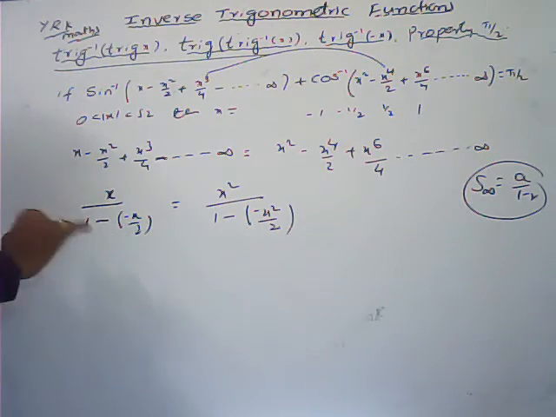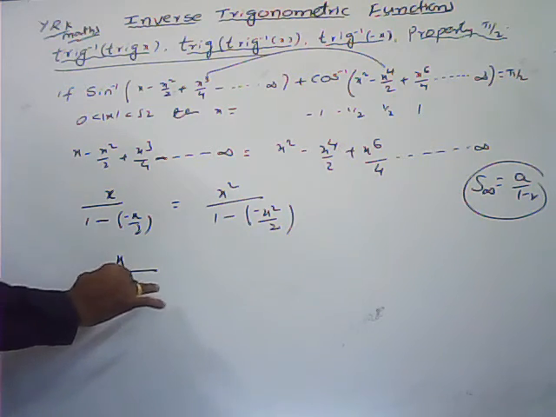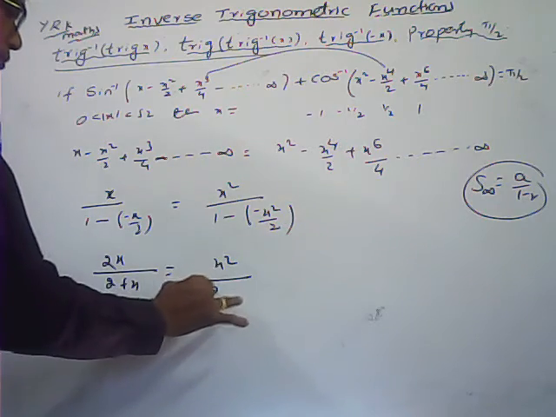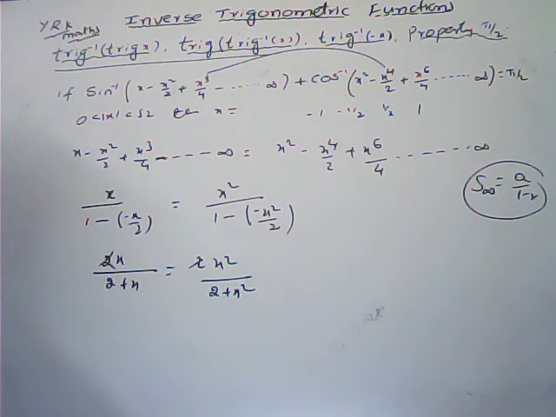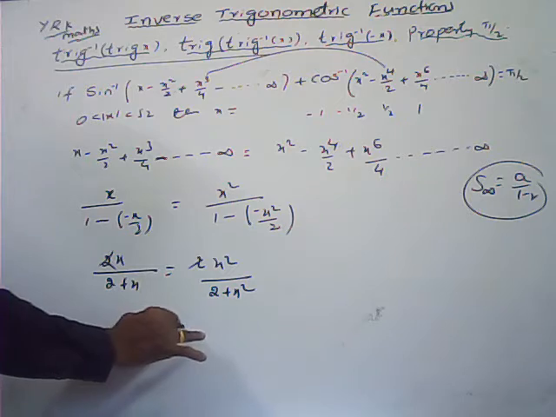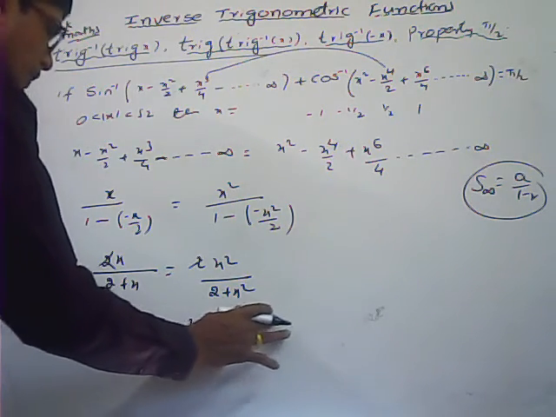Now on both sides we simplify and take the cross multiplication. Here x by 2 plus x upon 2, x square by 2 plus x square upon 2, these two get cancelled, and taking the cross multiplication, x into 2 plus x square is equal to x square into 2 plus x.